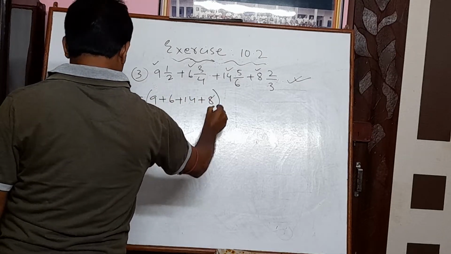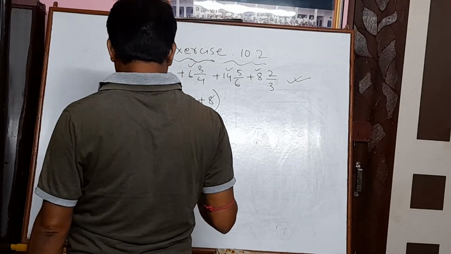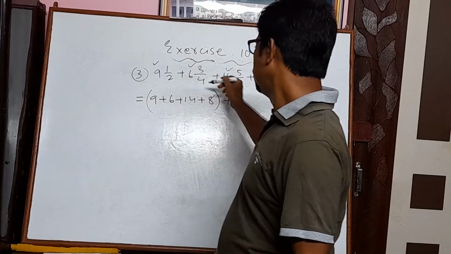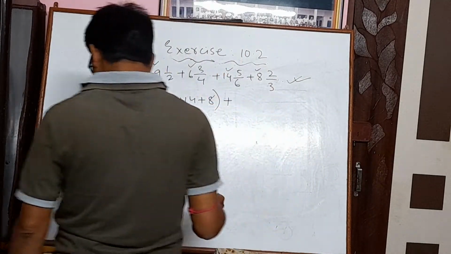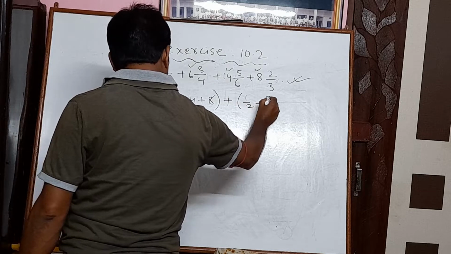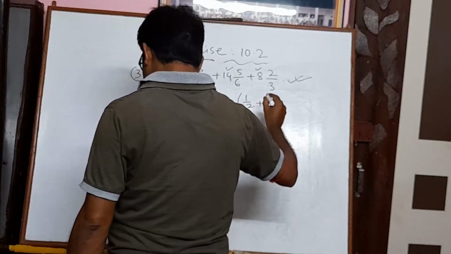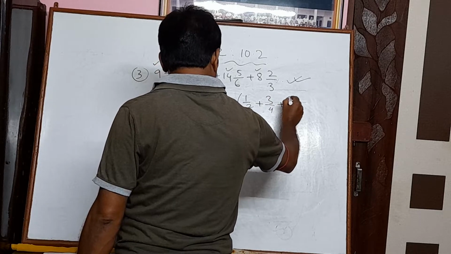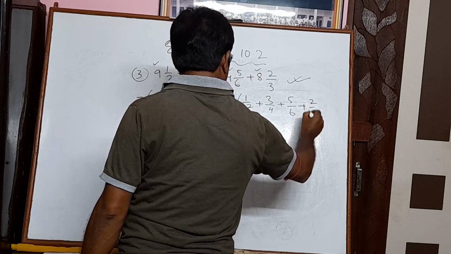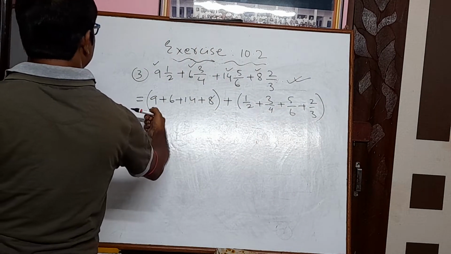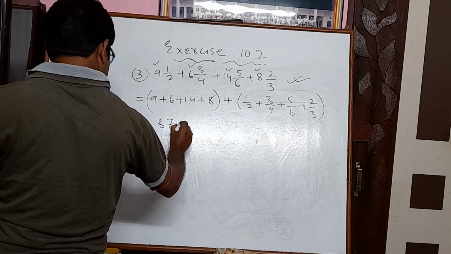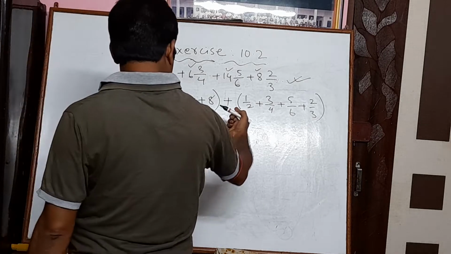Add these together, 9 plus 6 plus 14 plus 8, and separately you add the fractions 1 by 2, 3 by 4, 5 by 6 and 2 by 3 together. So here 1 by 2 plus 3 by 4 plus 5 by 6 and 2 by 3. Now add this together, 9 plus 6 plus 14 plus 8. What will be the result? 37.